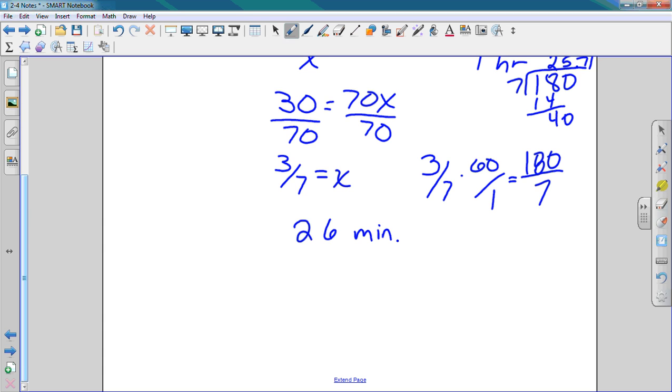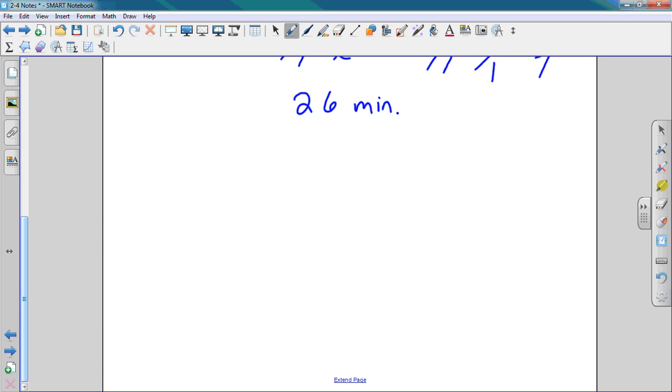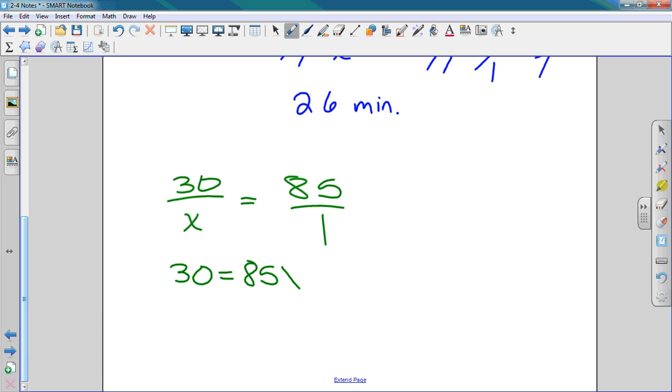Now, some of you go that same 30 miles at 85 miles per hour. Have you ever been over 100? 30 times 1, 85 times x. Divide 30 divided by 85.